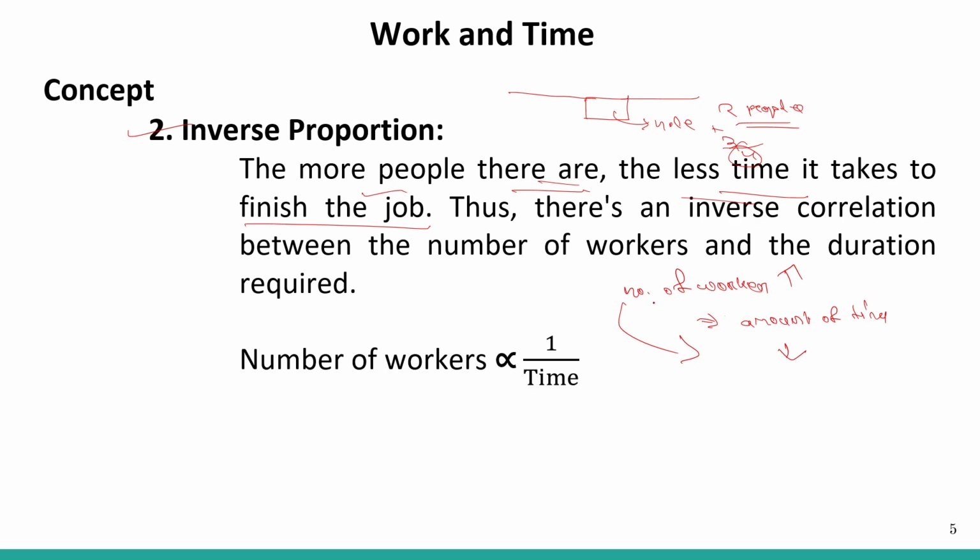So the ratio at which the number of workers increases is the same ratio at which the amount of time will decrease. So this is the inverse proportion relation. The number of workers is directly proportional to 1 by time, or we can also say that the number of workers is inversely proportional to the time taken by those workers to complete that specific work. So this is an important relation.